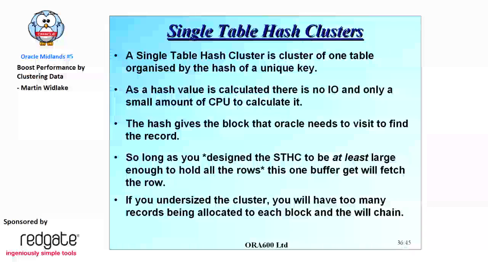So it's calculated, there's no I/O, it's just a little bit of CPU. And the hash gives the block that Oracle needs to visit to find the record. In fact, positioning the block as well, I think.